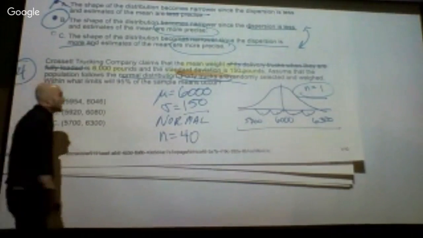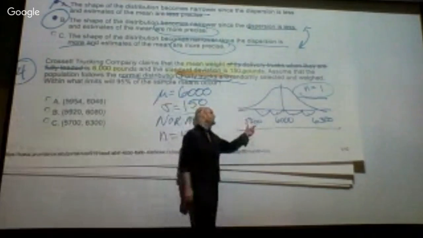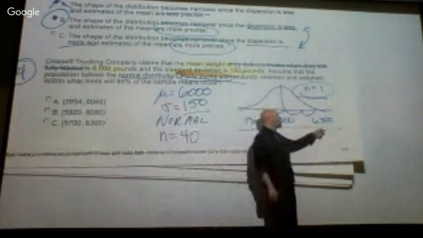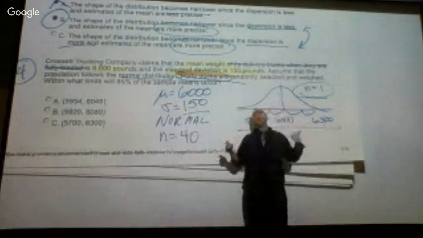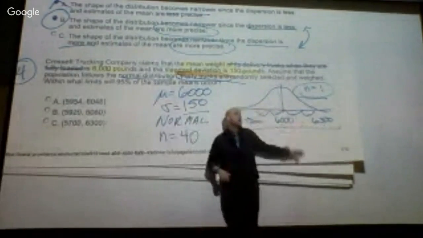But how many trucks do we have? 40 trucks. Some of those trucks might be a little bit over 6,000. Some of those trucks might be under 6,000. But we expect on average that they're 6,000. So we wouldn't expect 40 trucks to have a mean as low as this, or a mean as high as this. 1 truck, sure, 1 truck could be down here or up there, but not 40.